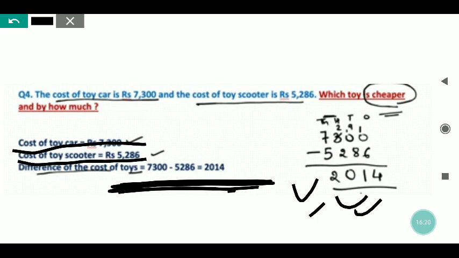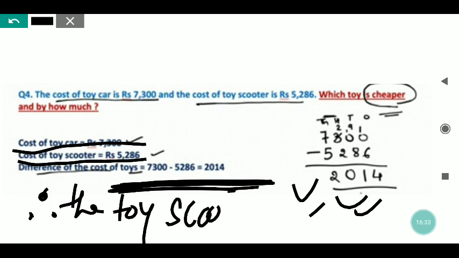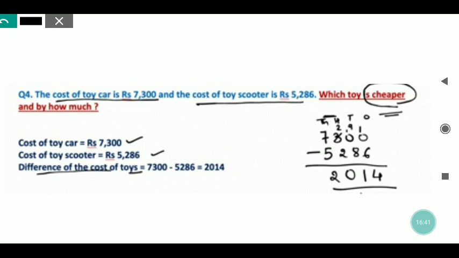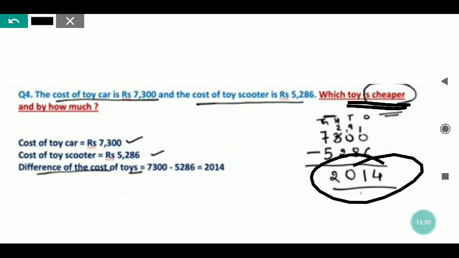Which toy is cheaper, my dear? Here it is not mentioned, but you will mention. You will write, therefore, the toy scooter is cheaper by this much. Okay, I am writing again: therefore the toy scooter is cheaper by this much. Okay, you can write like this.